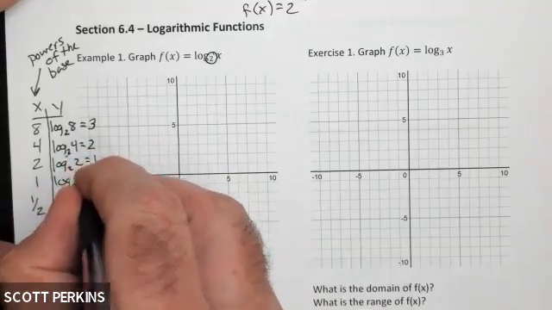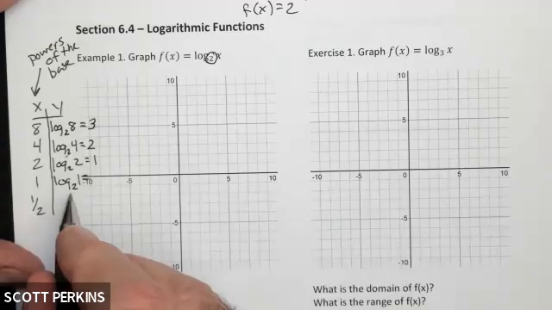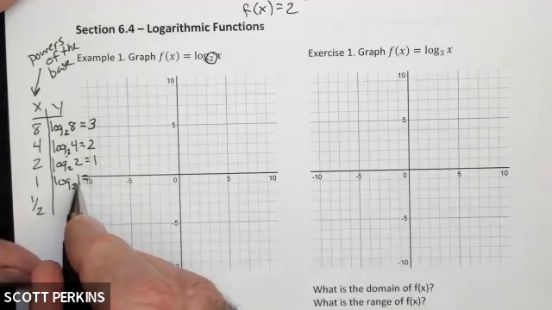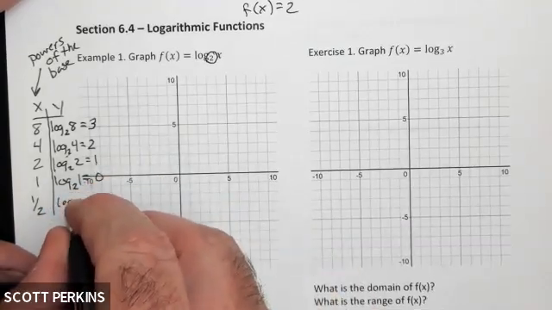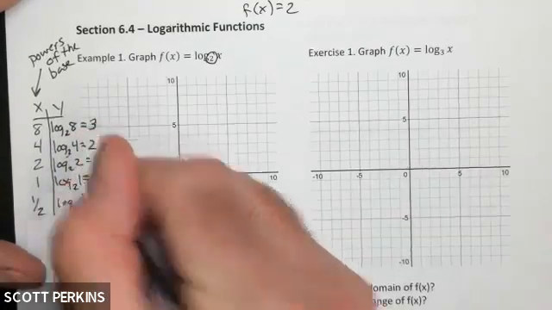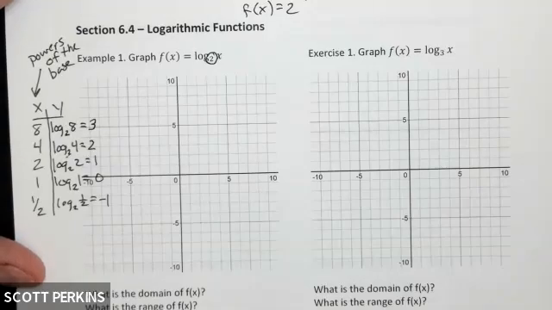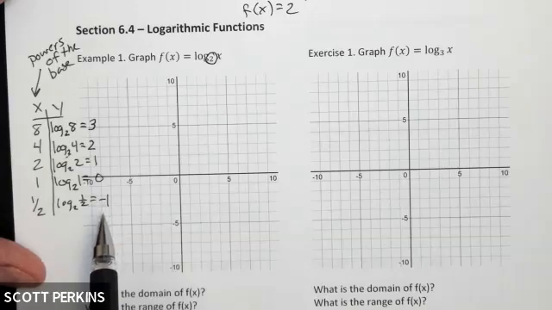Log base 2 of 1. I'm sorry that it's a little messy. I should probably make some extra room here. Hopefully you forgive me. 2 to what power gives me 1? 0. And then last but not least, 2 to what power gives me 1/2? -1. We've flipped the base, so the exponent is negative. Notice in each case, the logarithm produced the exponent.